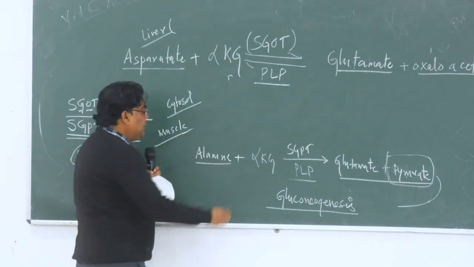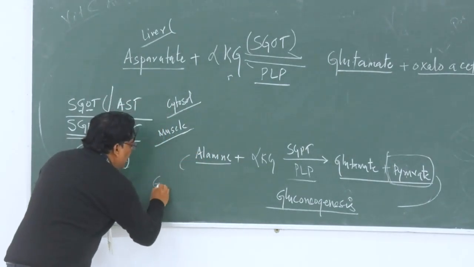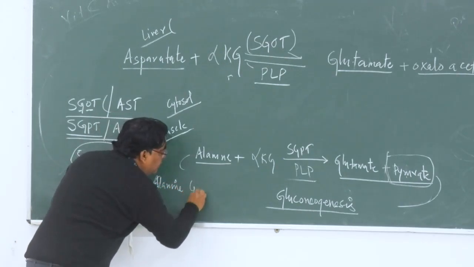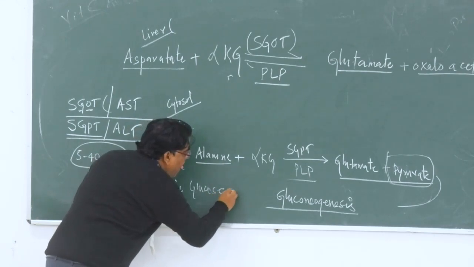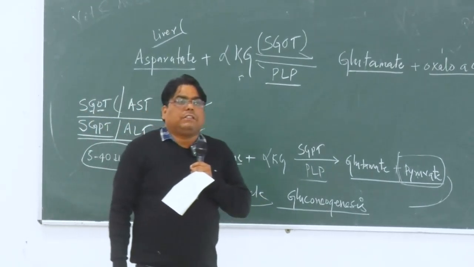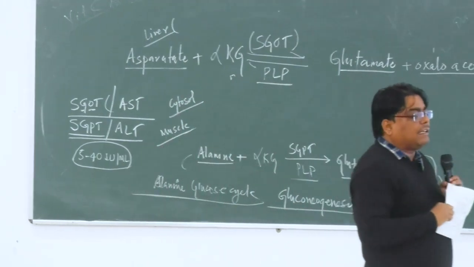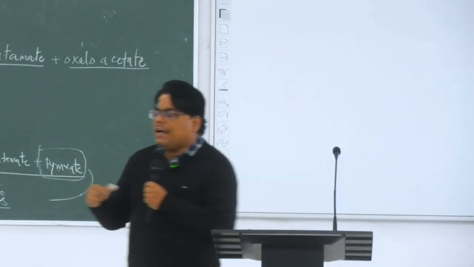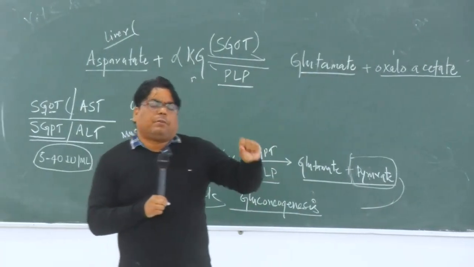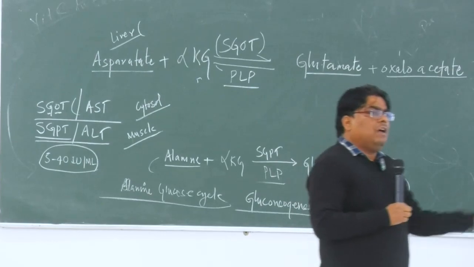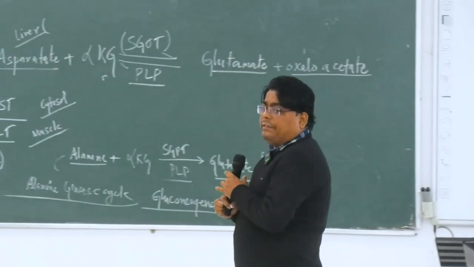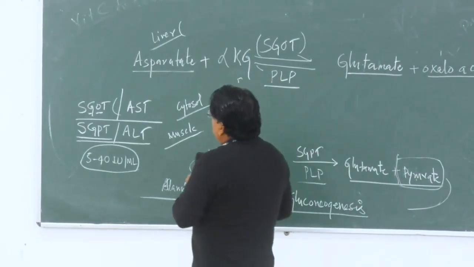You already know gluconeogenesis. So what we call this is the alanine glucose cycle. Alanine glucose cycle. So this is another concept. Do you understand the transamination reaction? Transamination is simply a reaction in which there is transfer of an amine group from one amino acid to another amino acid to form a new amino acid and a new keto acid. So these both are the reactions.